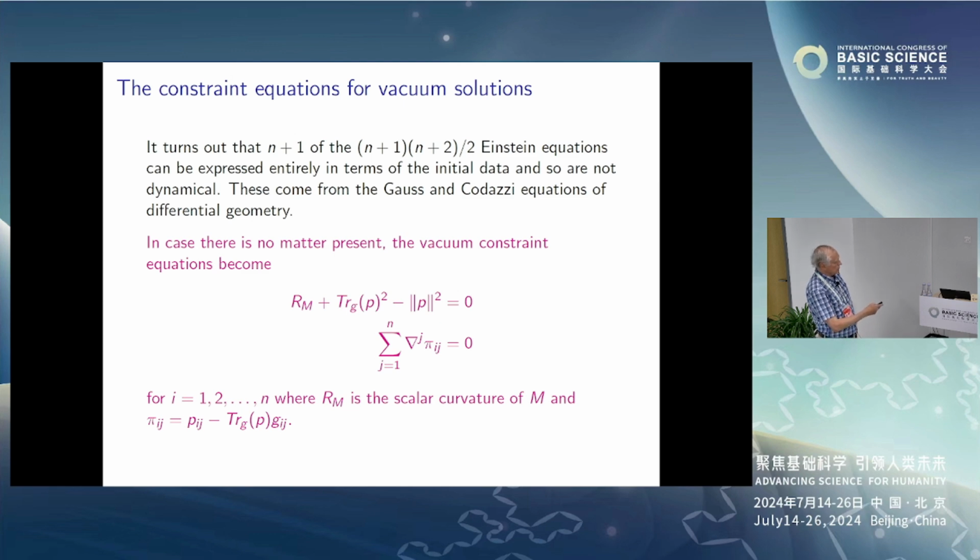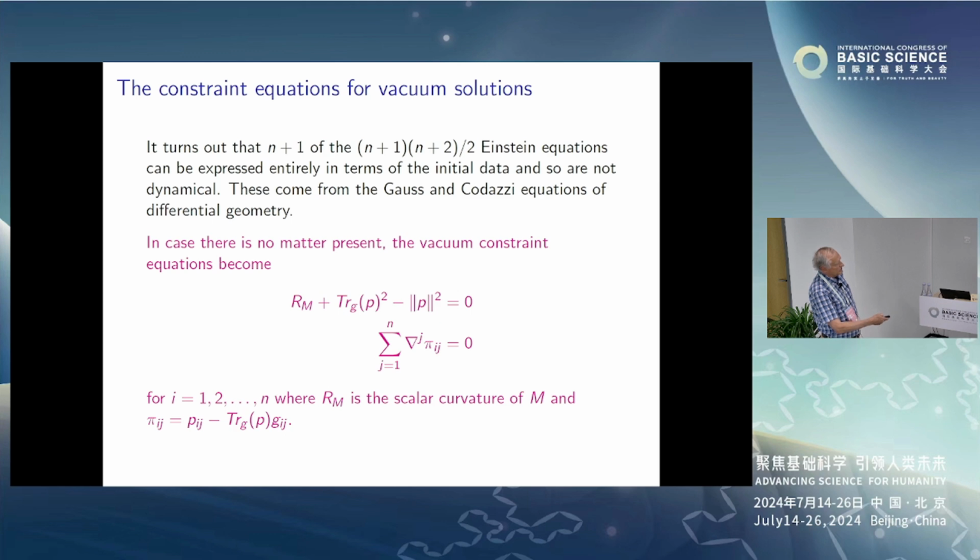However, there's a little more to the story, namely the constraint equations. So the Einstein system is an n+1 by n+1 symmetric matrix of equations locally, and so there are that many equations. And of those equations, n+1 of them actually can be expressed entirely in terms of the initial data. And those are called the constraint equations.